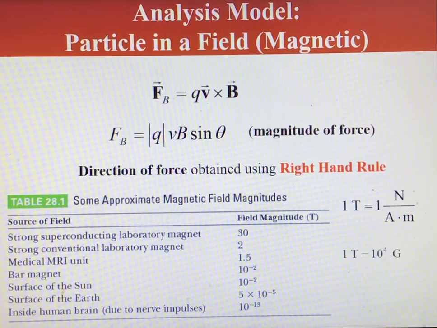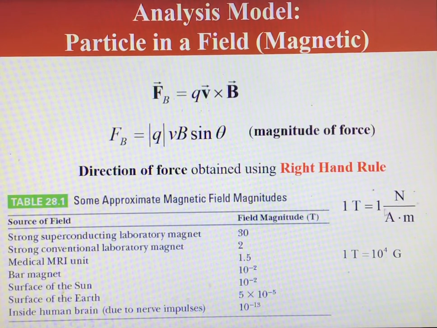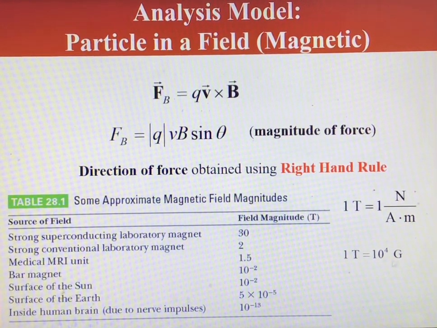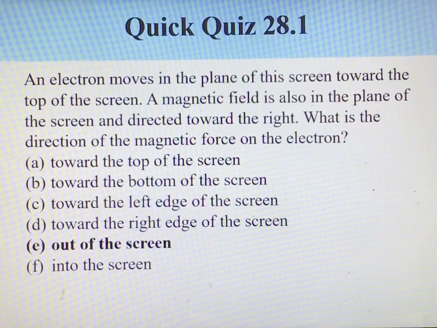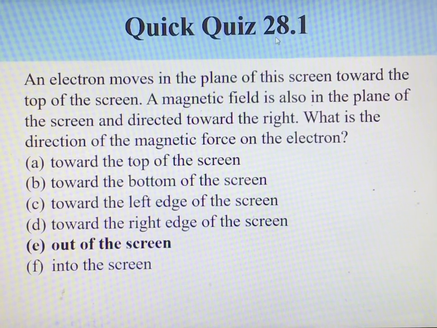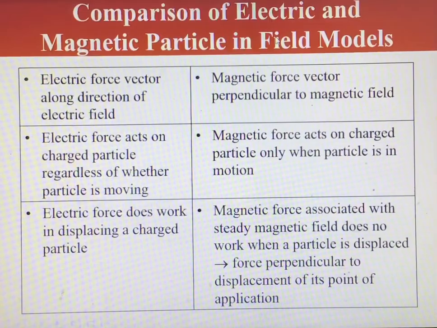All right, so also notice that 1 Tesla is just 1 Newton per amp per meter. And there is a different unit that is called the Gauss. So 1 Tesla is about 10 to the power 4 Gauss, but the standard unit is the Tesla. All right, I'll leave this quiz. So this is a quiz that I'll let you guys take a look at.